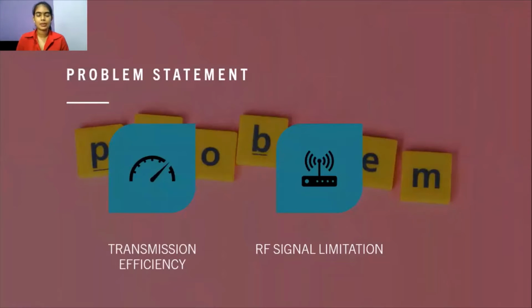The problem statement is the basis of research. A bowtie antenna has a poor transmission efficiency as it operates at the lower frequency range. A true biconical antenna can work in a 360-degree pattern and in both directions. But unlike that, the bowtie antenna is a two-dimensional version, which causes RF signal limitation.